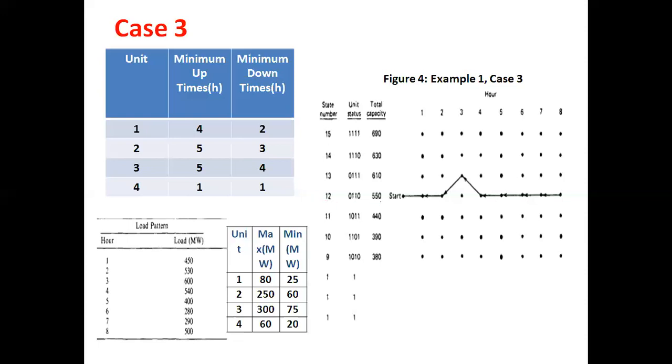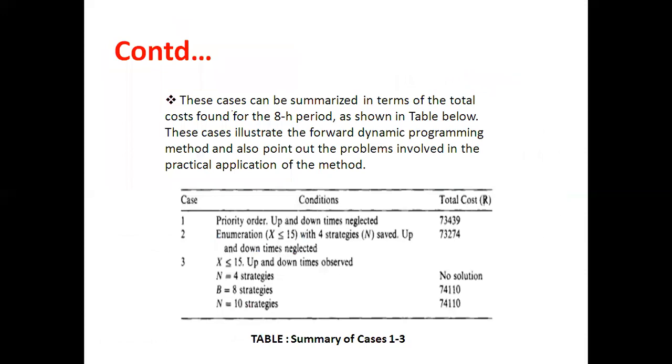That is because the output power is 550. So that is clearly seen in this figure. That is why we can easily include the concept of minimum up and minimum down time. These cases can be summarized in terms of total cost found for the 8-hour period, as shown in this table below. These cases illustrate the forward dynamic programming method and also point out the problems involved in the practical application of the method.